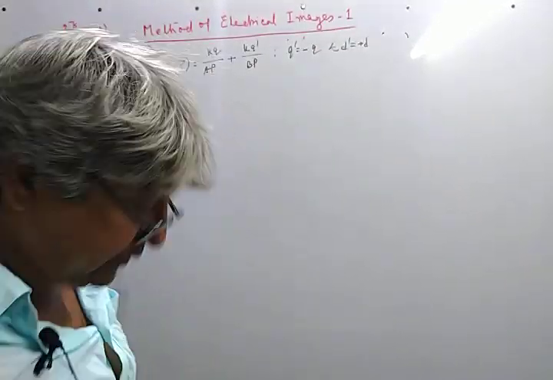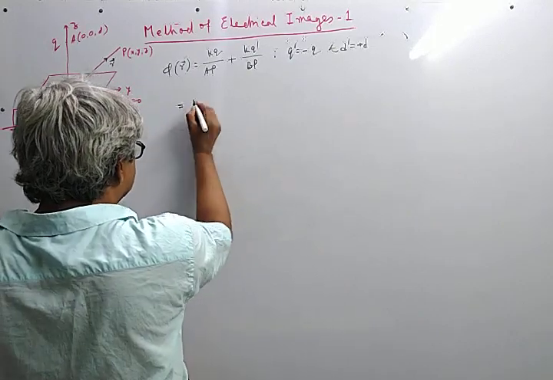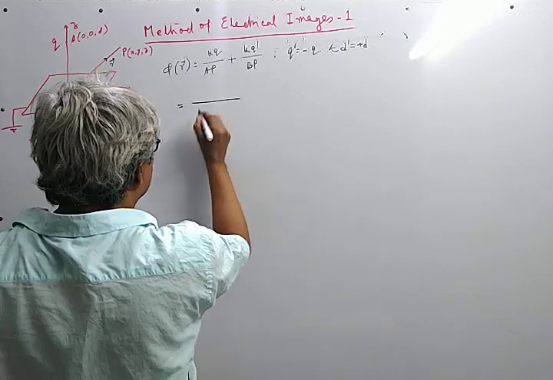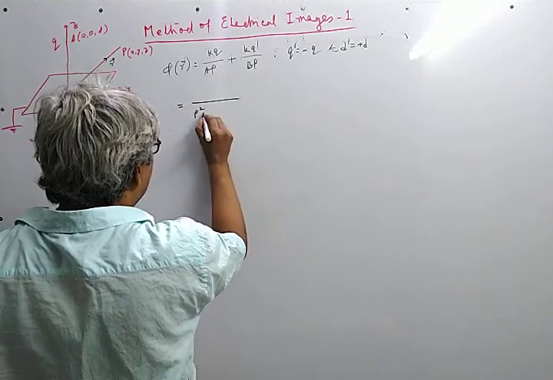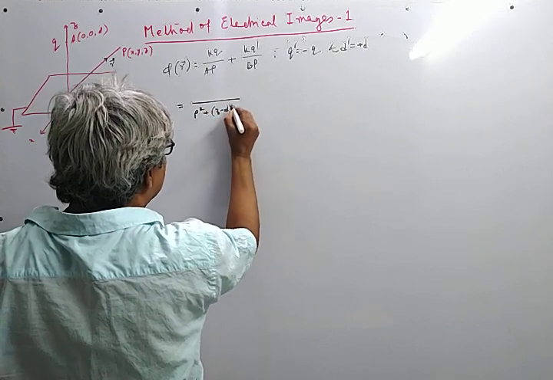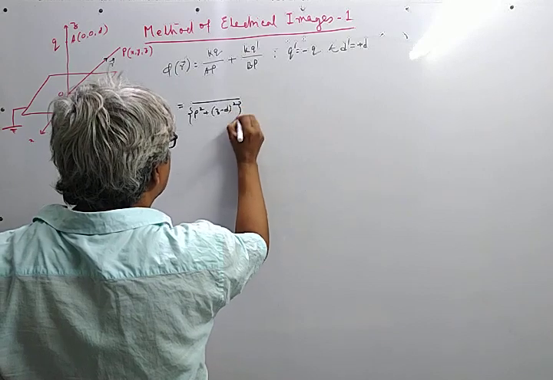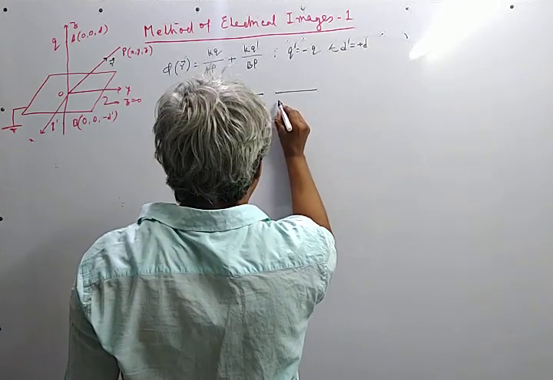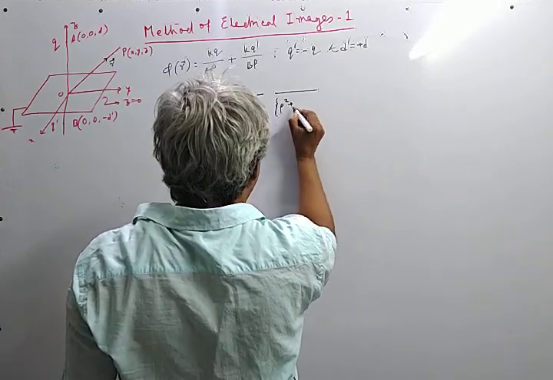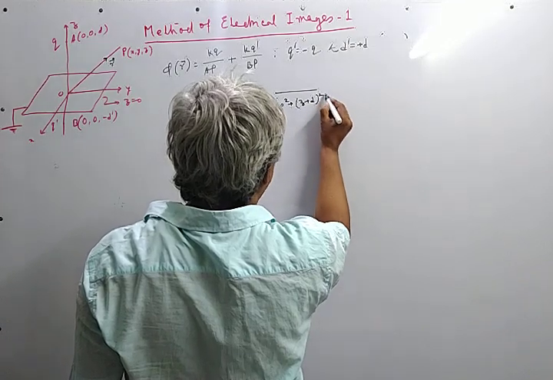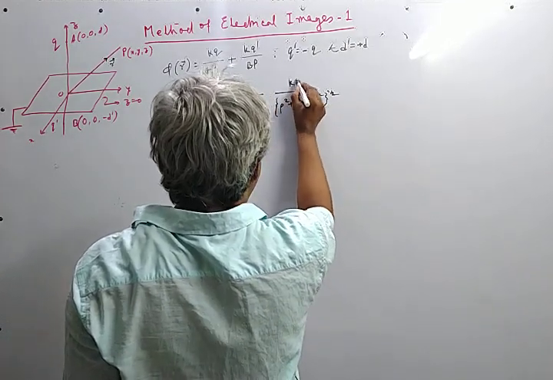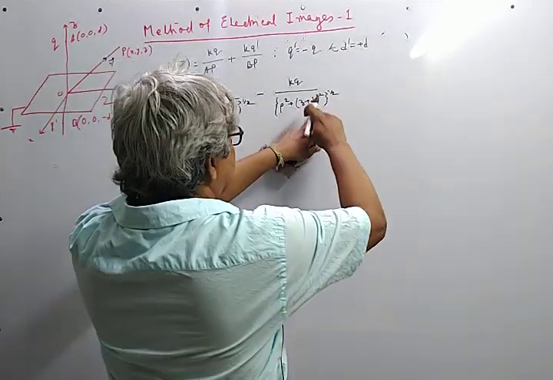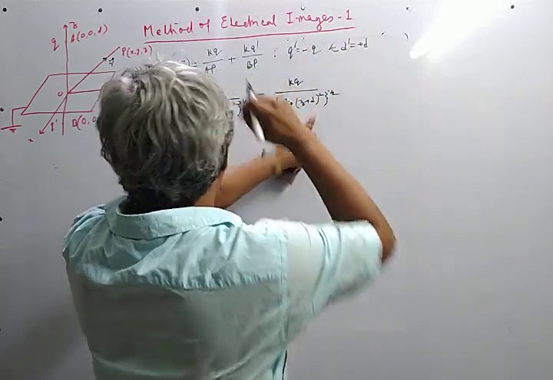If we write it in Cartesian form, then it becomes: the denominator is rho square plus (z minus d) whole square to the power half, times kQ, minus the term with rho square plus (z plus d) whole square to the power half, times kQ. Here we have used d prime equal to minus d. So this condition is applied here, and the sign is minus.